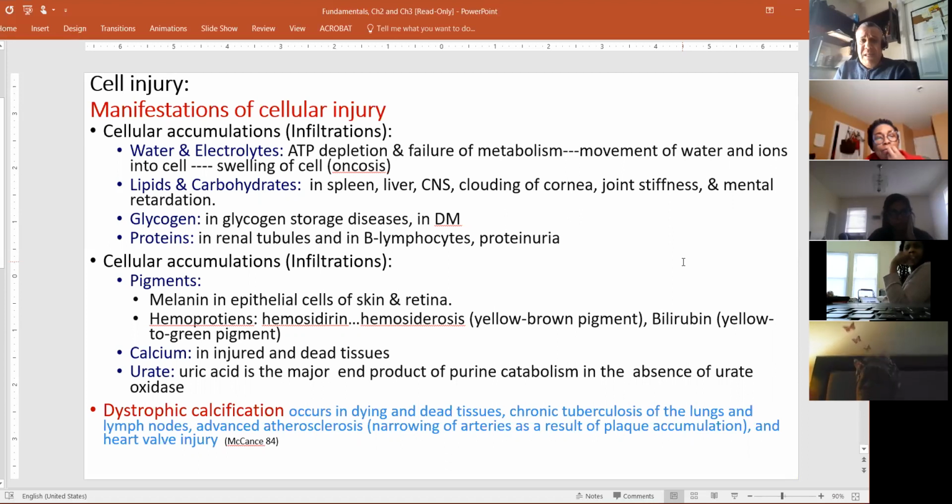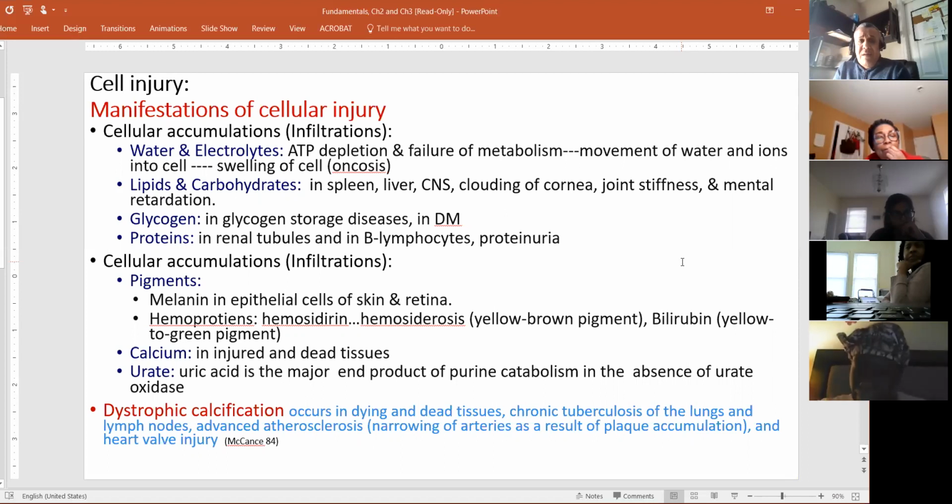Other examples would be changes in the joints, in the cornea, and in the liver and spleen. Glycogen storage disease, like in diabetes mellitus, patients who are diabetic have a glycogen problem with glucose metabolism and glycogen storage.